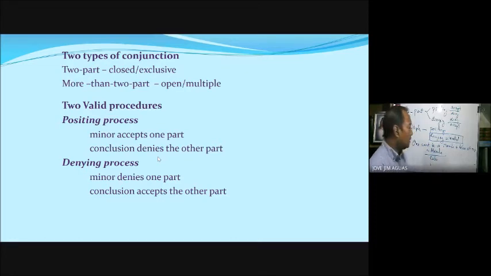But if you follow the positing process, you say he is in Manila, definitely he's not in Cebu. So you are sure of that conclusion. For the rest, the two-part, that's easy because you can either follow the positing or denying process. Posit, accept; deny, deny; deny, accept. Now, suppose you accept, accept. Well, that's obviously wrong. You cannot do that. Or deny and deny, obviously that is wrong. That is fallacious.